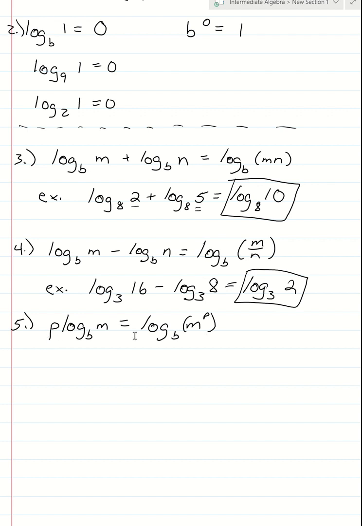So for example, if we had, let's say, 5 times the log base 7 of 2, and we want to eliminate this multiplication of 5 times, this would now become the log base 7. Well, if you take 2 and you raise it now to the 5th power, that would give you 32.